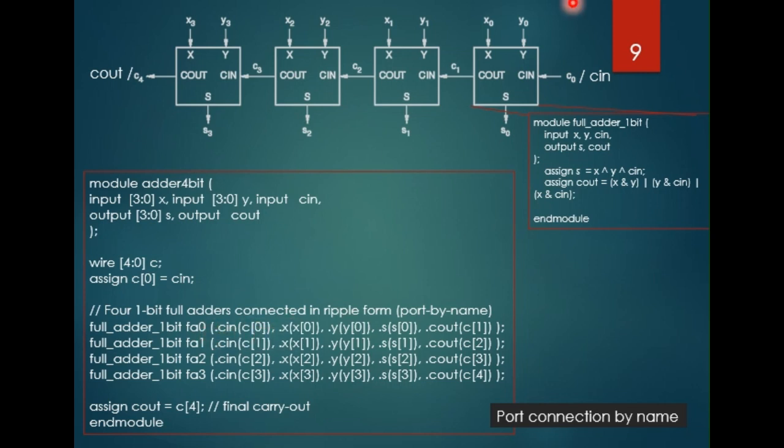Dot X, the port X will connect to top level signal X0. Port Y to Y0, port S to S0, and port C out to C1. Okay, do the same for the following instances. So this way is called port connection by name, because you write out the name of the port first, followed by the top level signal you want to connect to that port.